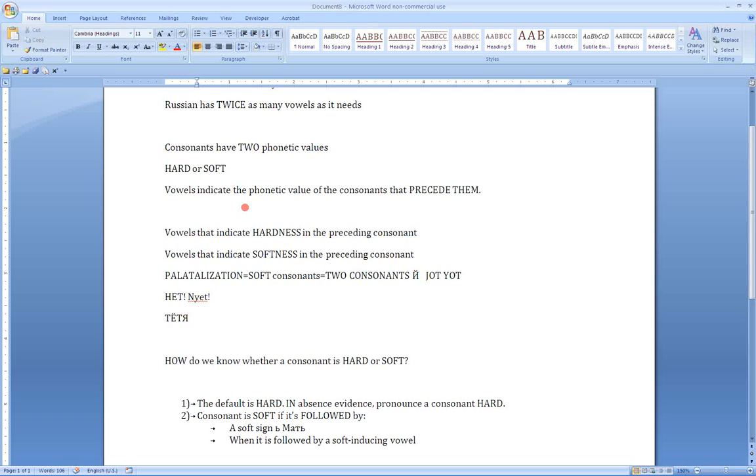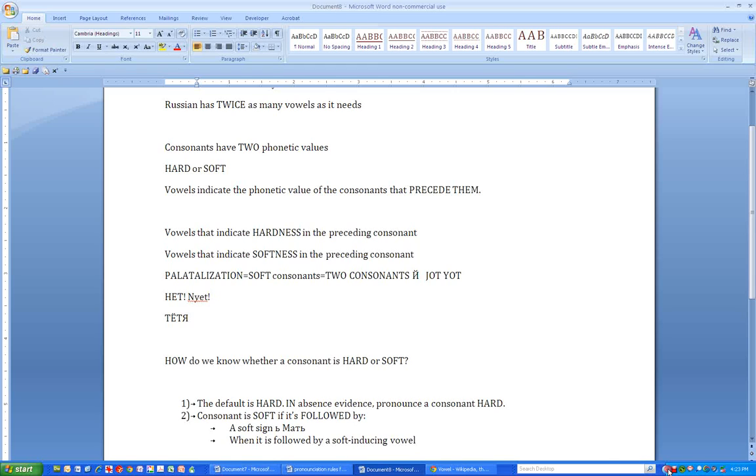All right, so we started off talking about consonants, and like I said, as soon as you start talking about consonants in Russian, you have to start talking about vowels. So let me end this lecture right now and start a lecture about the vowel system in Russian.